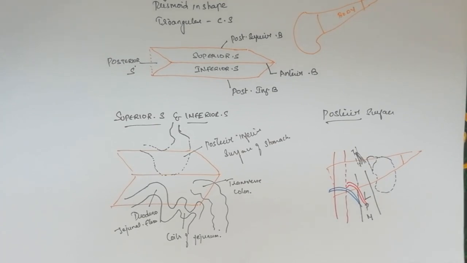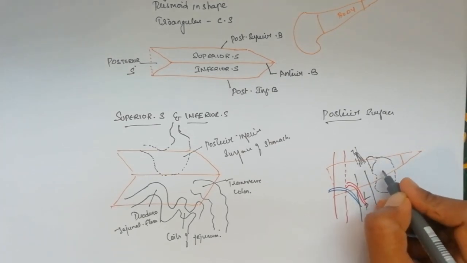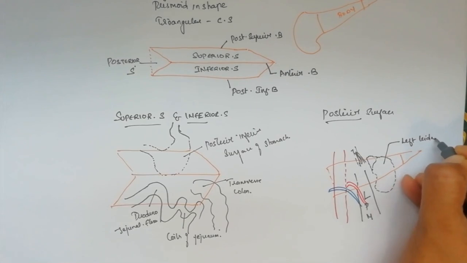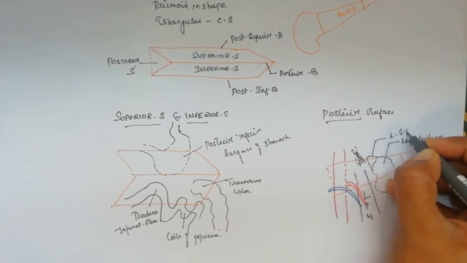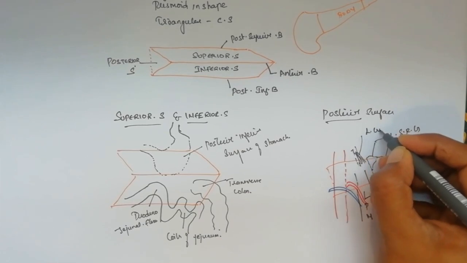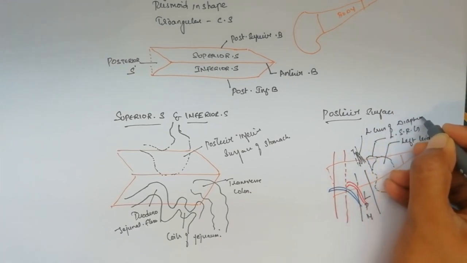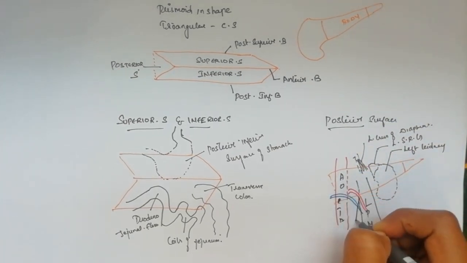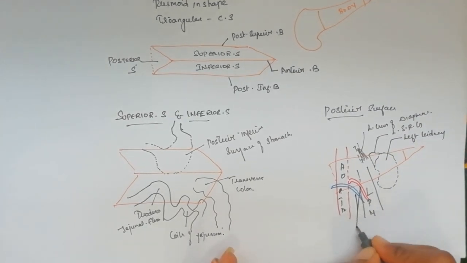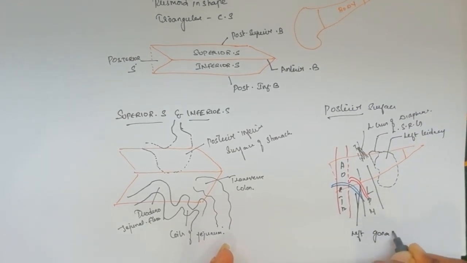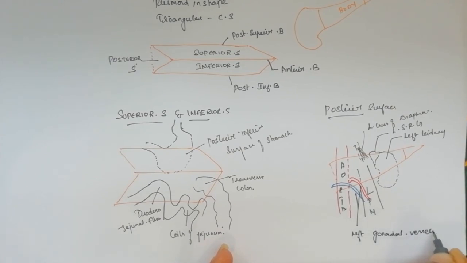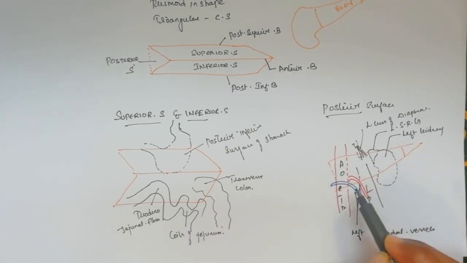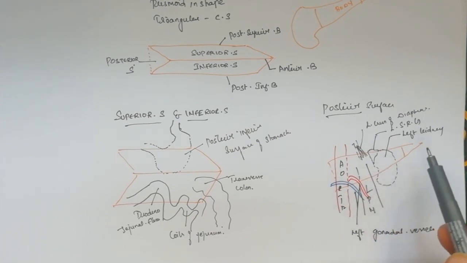I will summarize again. We have got left kidney, left suprarenal gland, left crus of diaphragm, and aorta, and left gonadal vessels, and left psoas major muscle. So these are the structures related in the posterior aspect of body of the pancreas. So it's simple to remember.